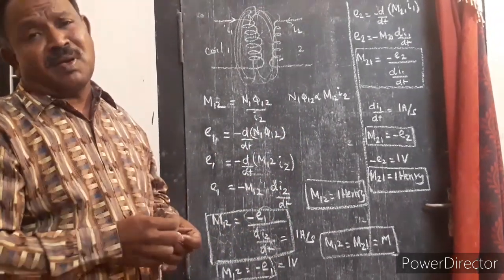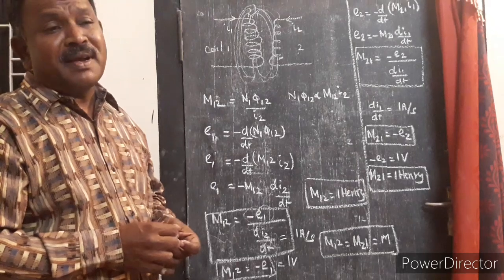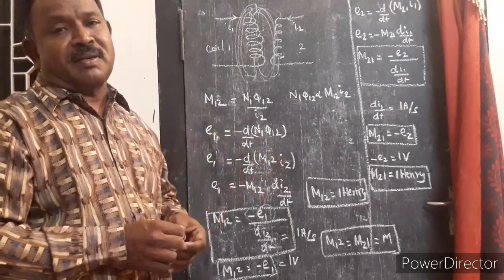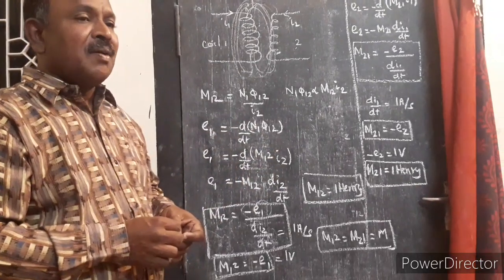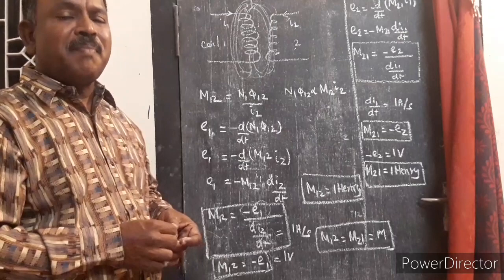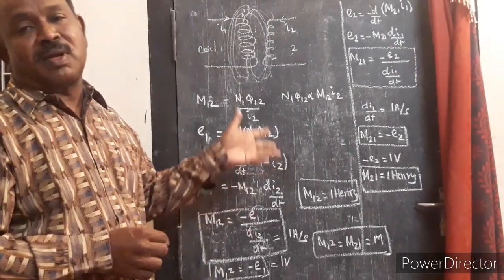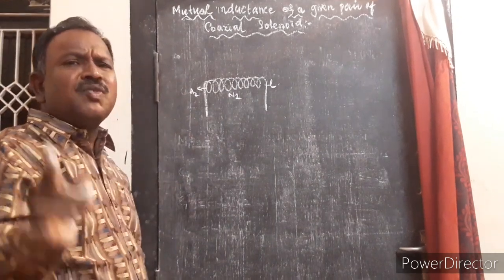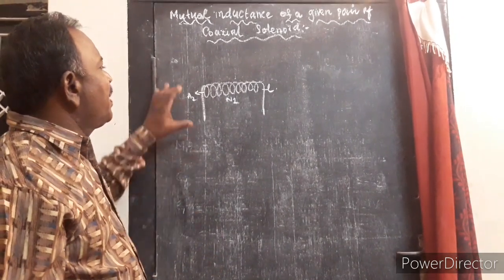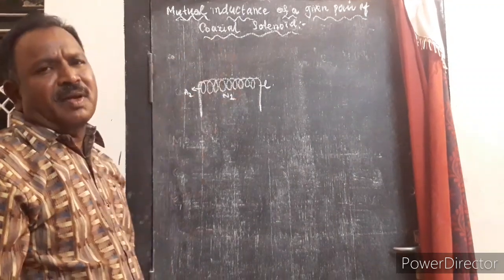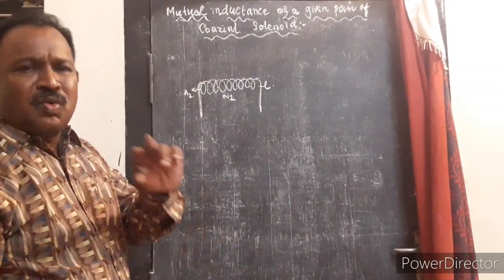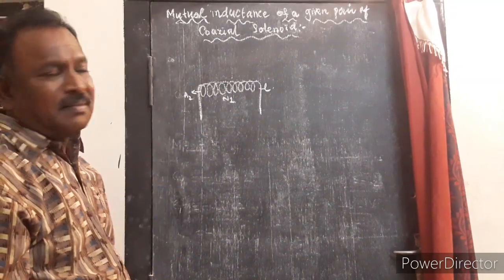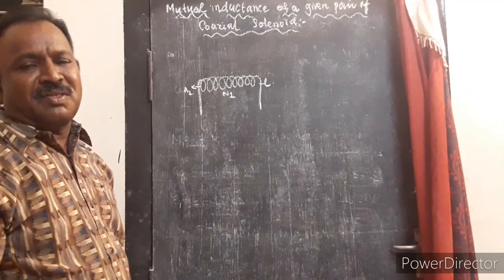So in the next part, what we are going to see is the mutual inductance of a pair of coaxial solenoids. So we have two solenoids. One is wound over the other and they have a common axis.